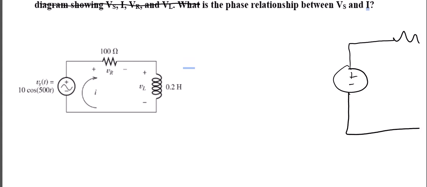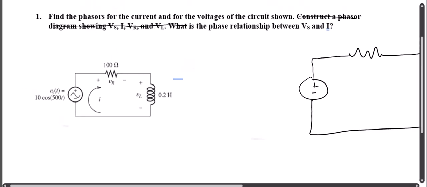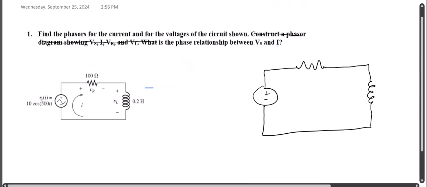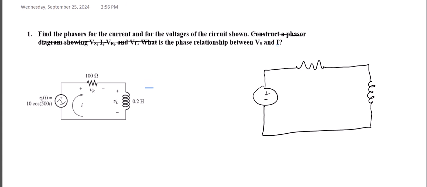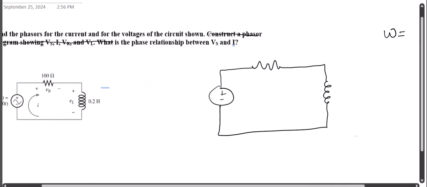Well, okay, so the angular frequency is 2 pi times the frequency, but the frequency is not given. How do I find it in this problem? I need it. Divide 500 by 2 pi. Actually, it's just going to be 500. This one is correct. So the number that's in there is correct. So omega is 500.